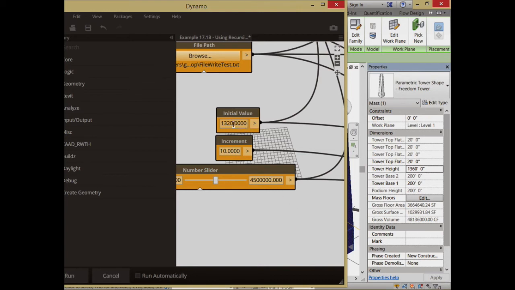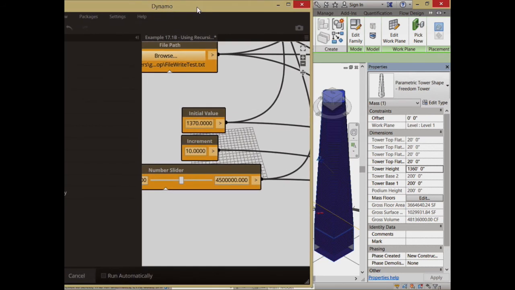If I wanted to speed it up a little bit, let me start it at 1370. And we'll run that. Again, we'll just let that come through. Hopefully it'll start at 1370.